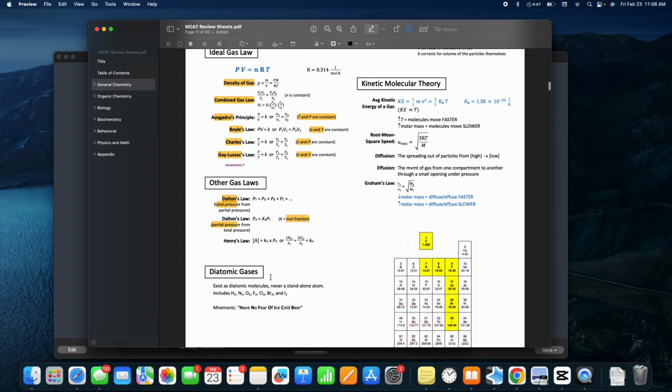You have diatomic gases like N2, H2, O2, F2, Cl2, Br2, I2. They exist as diatomic molecules, never a standalone atom. Mnemonic: have no fear of ice cold beer.